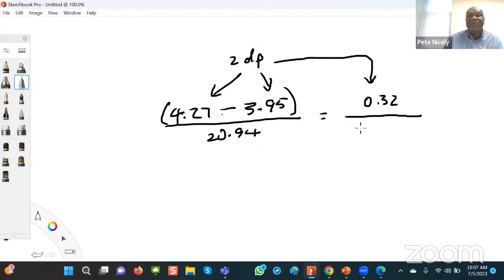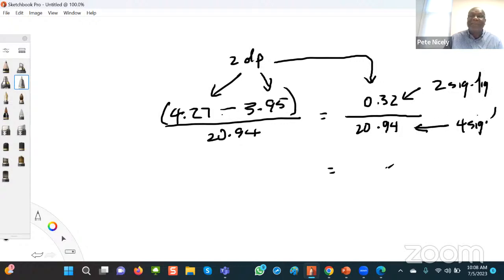I'm still gonna have 20.94 down here, right? So now we have to worry about dividing the 0.32 by the 20.94. And the rule for dividing is that you round off your answer to the lowest number of sig figs. In this case, the number of sig figs here is 2. And the number of sig figs here is 4, right? So what that means is that whatever you get for the answer here, you need to round it off to the lowest number of sig figs of the 2 numbers involved. So therefore, this answer here must be rounded off to 2 sig figs. All right.